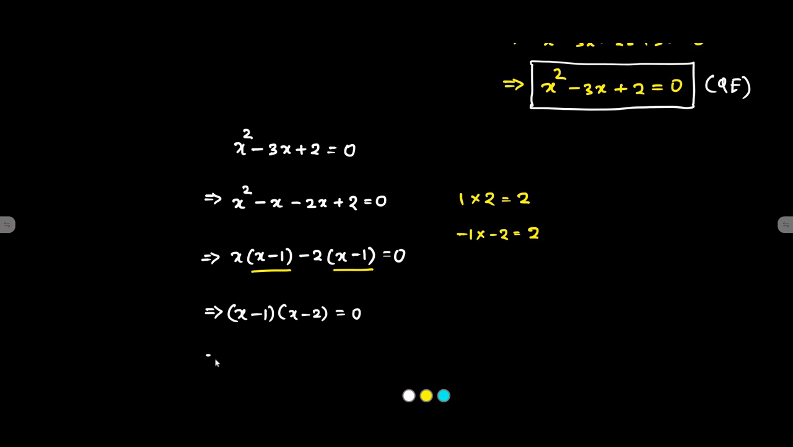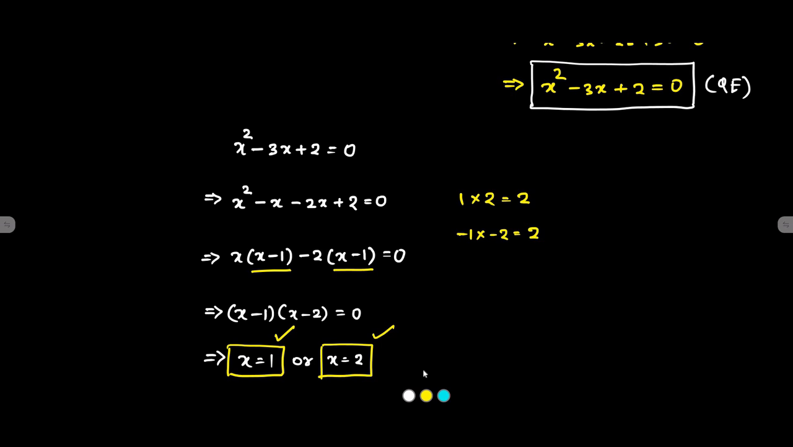That implies x is equal to 1 or x is equal to 2, because x minus 1 can be equal to 0 or x minus 2 can be equal to 0. So x is equal to either 1 or 2. These are the two solutions, the roots of the quadratic equation.